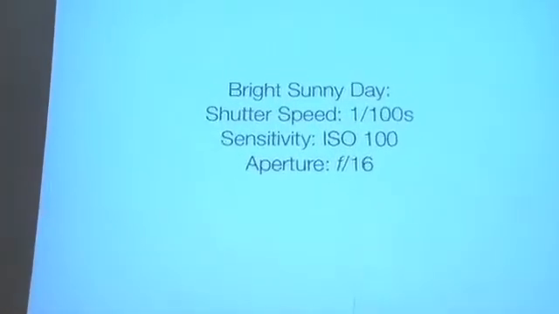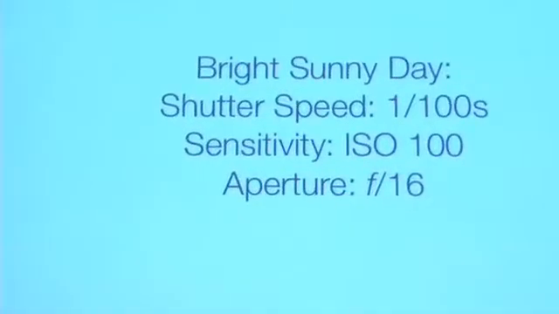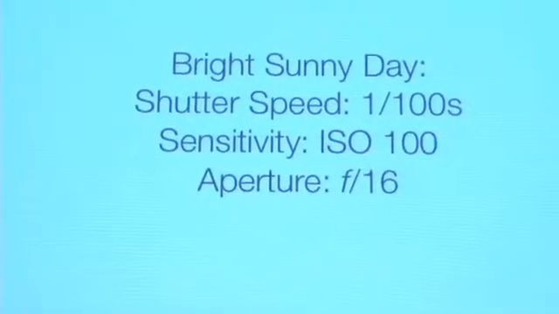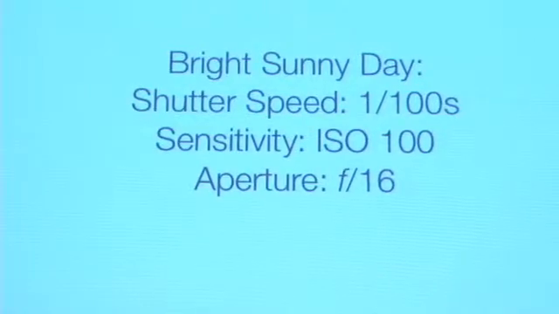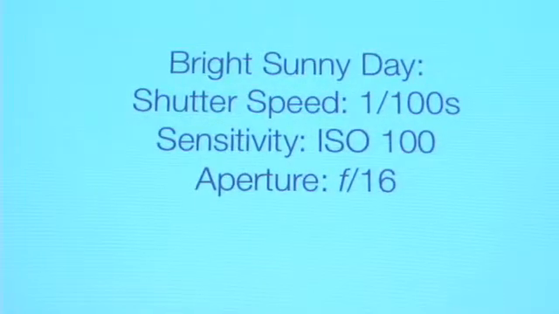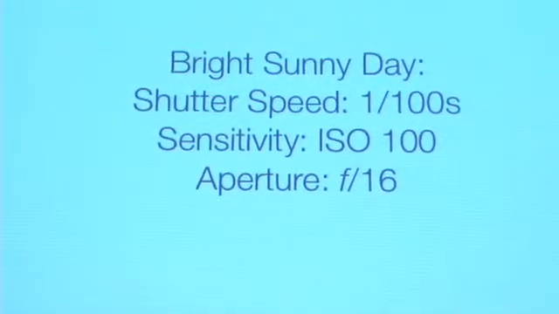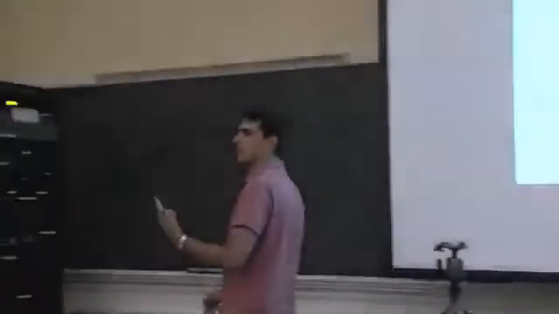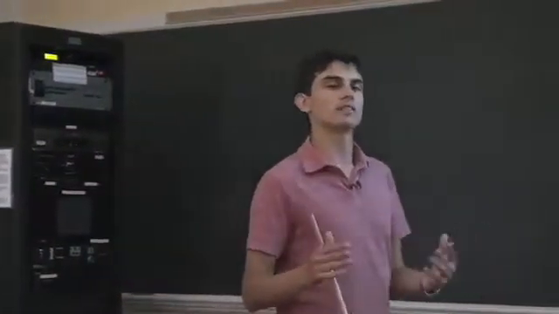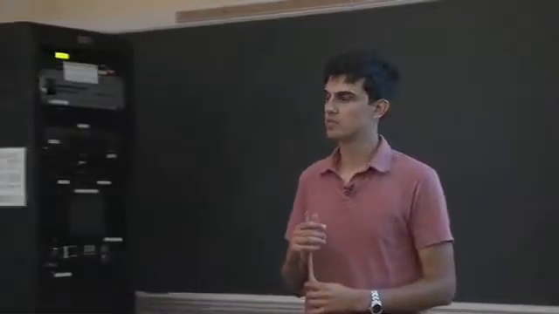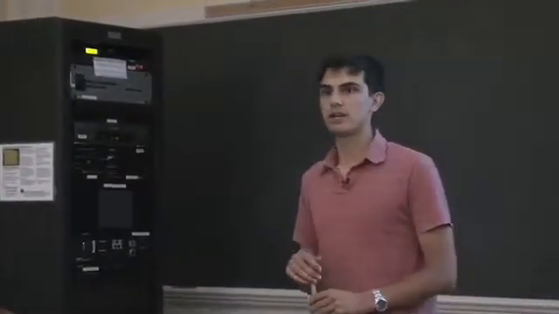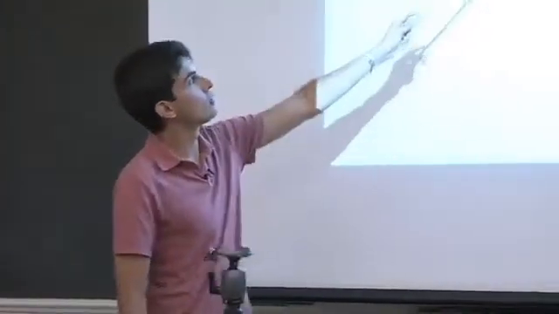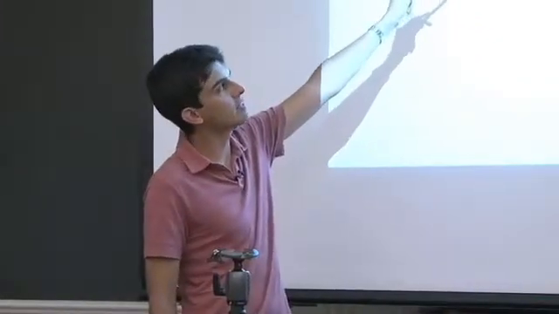On a very bright sunny day, you want a shutter speed of about 1/100th of a second, a sensitivity of about ISO 100, and an aperture of f16. So the sunny 16 rule, in other words, means that you set everything to 100, the shutter speed, the ISO, and you just set the aperture to f16. So now let's say that it's slightly overcast, and so now it's maybe 1 or 2 stops darker outside than a completely bright, full sunny day.